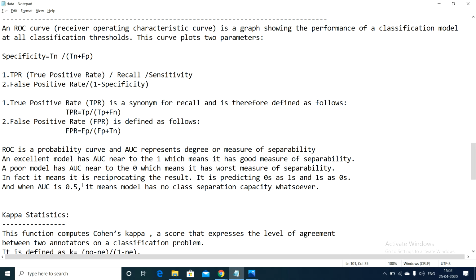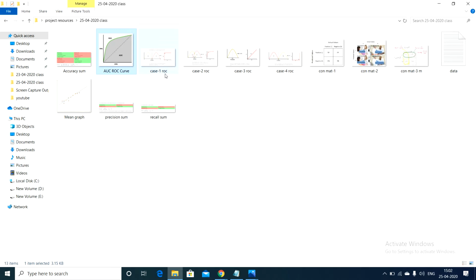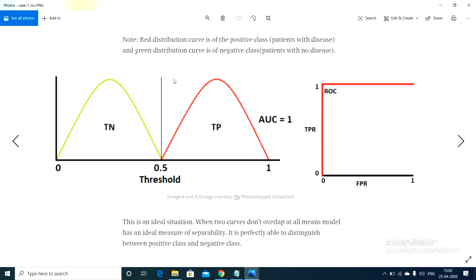So let us see with some cases how to draw this ROC curve. Now I am showing you 4 cases of ROC. See here, this red curve is the red distribution. The red distribution represents the positive case. Let us consider our breast cancer example: a patient with the disease is in class 4. This green distribution curve is the negative class, a patient in the beginning stage, that is, class 2.